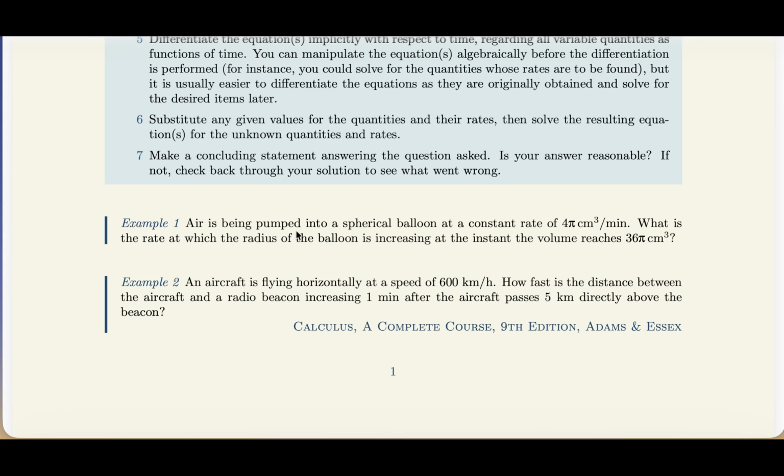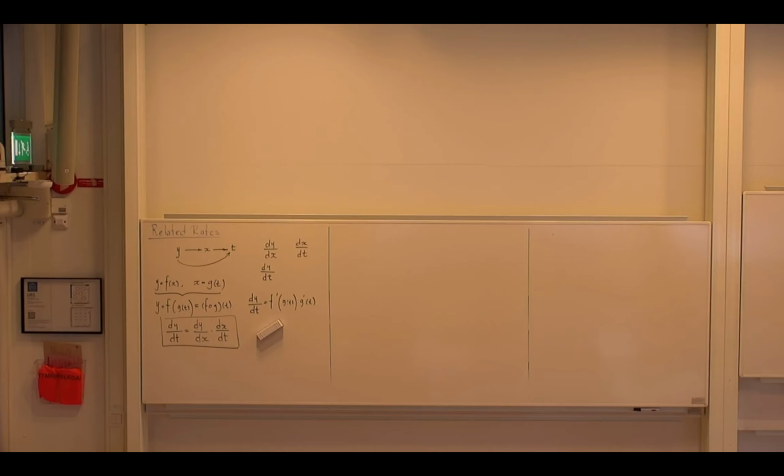Air is being pumped into a spherical balloon at a constant rate of 4 pi cubic centimeters per minute. What is the rate at which the radius of the balloon is increasing at the instant the volume reaches 36 pi cubic centimeters? Yes? Is the problem clear? So I have a spherical balloon.